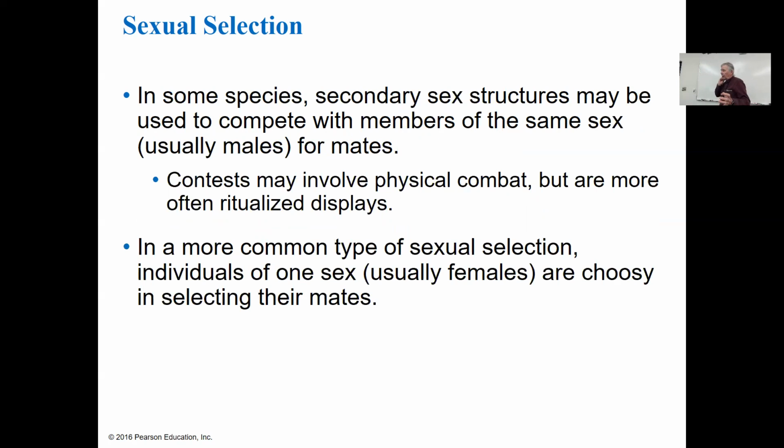In some species, secondary sex structures may be used to compete with members of the same sex, usually males, for mates. You know these wide-eyed flies, they have eyes at the end of these long stalks, and two males compare eyes, and the female's waiting nearby, and the one that has the widest eyes gets the female. Females like really wide eyes, and that's why they have wide eyes.